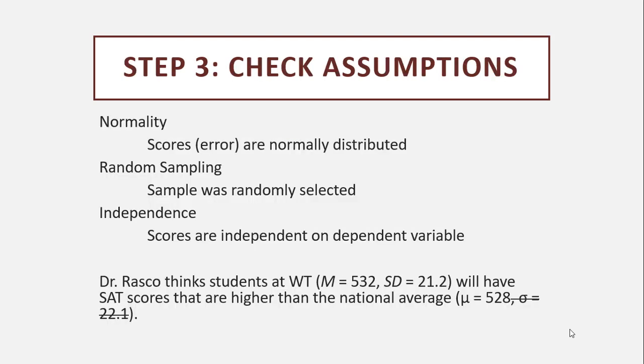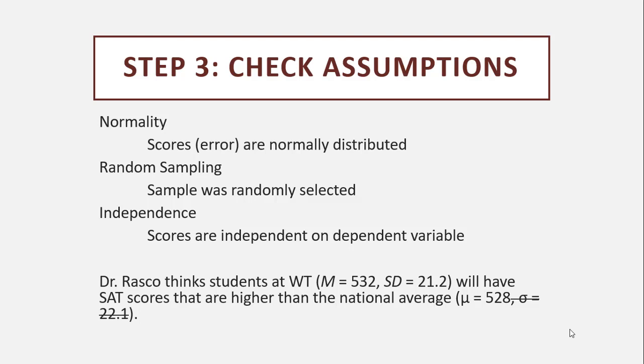When we look at assumptions, as I mentioned in the last video, the assumptions for one sample z-test and one sample t-test are identical. So we still need normality. We need that normal distribution, in particular normal distribution for the error, but you can look at the original scores and see. We also need random sampling and we need independence. And as we talked about in the last video, this simpler version of the question that is initially provided really doesn't address random sampling and independence.